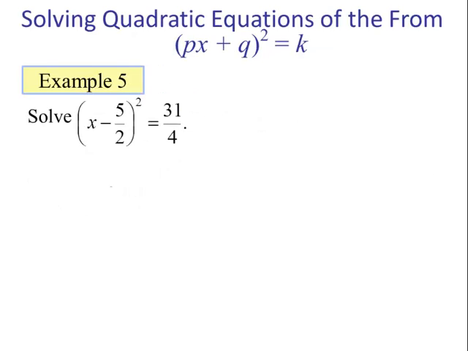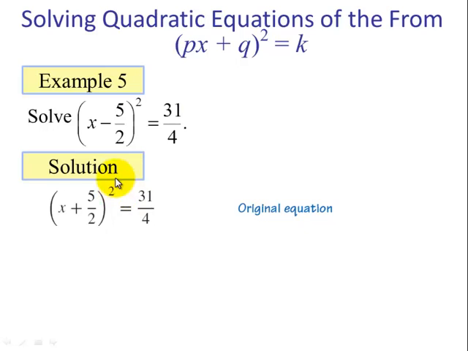Example 5. Solve (x + 5/2) squared equals 31/4. Solution: our first step is to eliminate the square, and using the square root property we now can write the equation x plus 5/2 equals plus or minus, don't forget your plus or minus, the square root of 31/4.